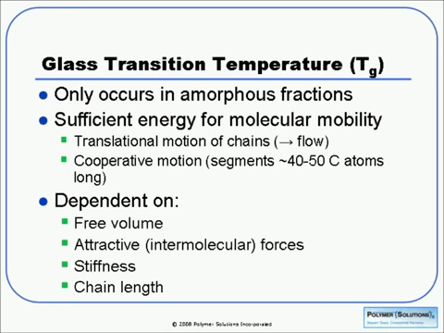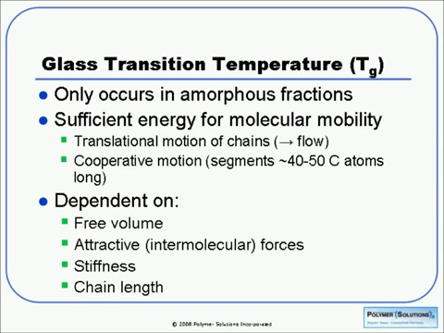Now, in that case, we have some ordering of the chains. They have a specific orientation relative to each other, but between those areas of order, there are amorphous regions connecting those together. Because polymers, just like any other material, are subject to entropy, we can't have a completely ordered system, so it's always going to be partially crystalline.